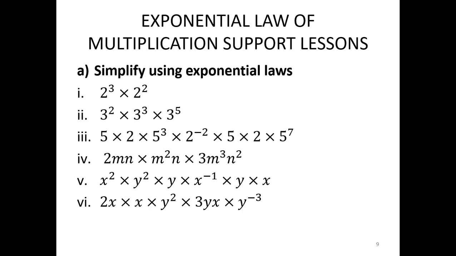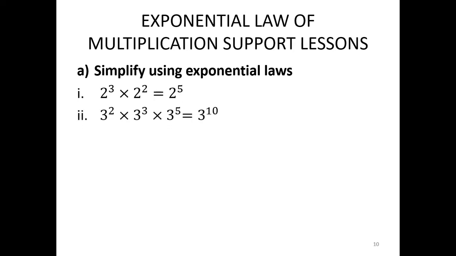What are we going to get for the first one? Let's just see. You will have 2 to the exponent of 5. The second one, you will have 3 to the exponent of 10. Number 3. What are we going to get for number 3?